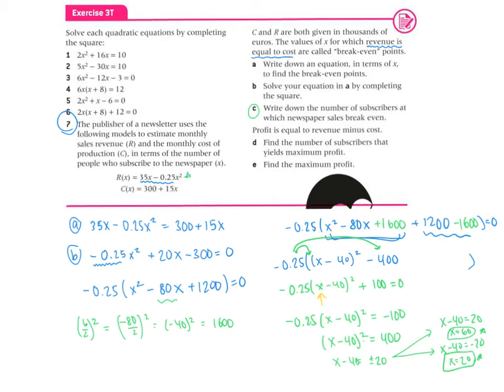Because the revenue is basically a quadratic function going downwards, because the a value is negative, and this is just a linear function, they're going to have two break-even points. So it will be x equals 20 and x equals 60. Profit is equal to revenue minus cost. Find the number of subscribers that yields maximum profit.